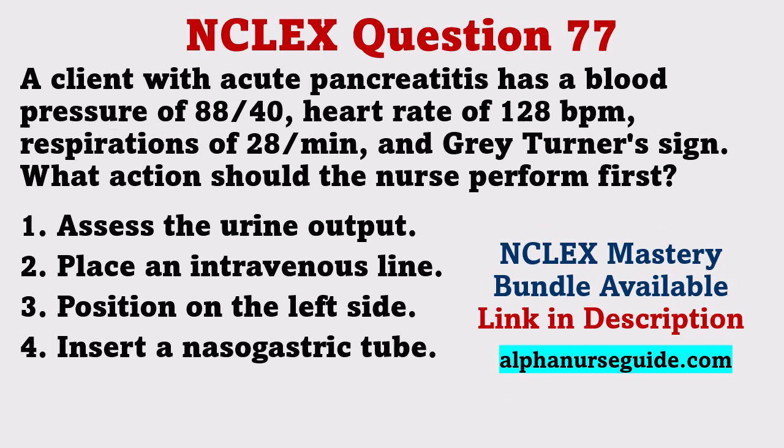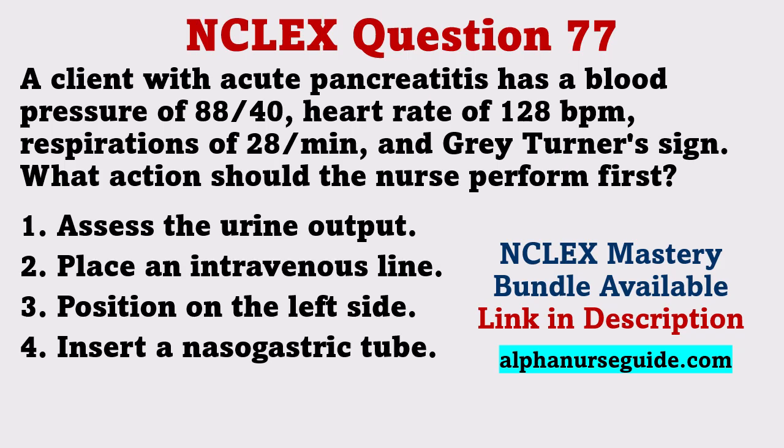A client with acute pancreatitis has a blood pressure of 88/40, heart rate of 128 beats per minute, respirations of 28 breaths per minute, and Grey-Turner's sign. What action should the nurse perform first? 1. Assess the urine output. 2. Place an intravenous line. 3. Position on the left side. 4. Insert a nasogastric tube.